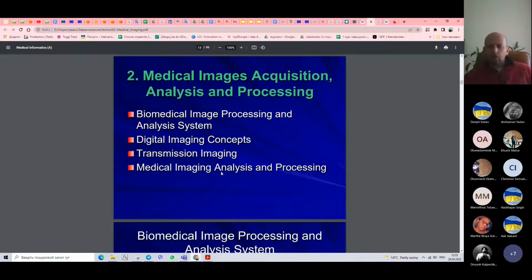Medical image acquisition, analysis and processing.